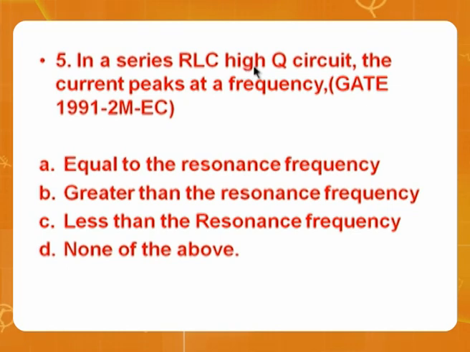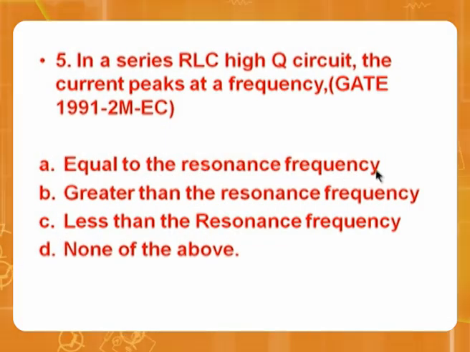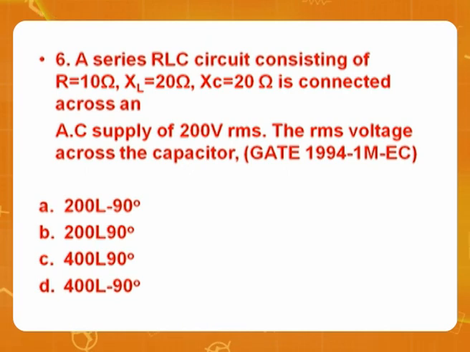In a series RLC high Q circuit, the current peaks at a frequency. At what frequency is the current becoming peak? The answer is equal to resonance frequency, greater than the resonance, less than the resonance, none of the above. Very simple. Please remember, the maximum comes only when the resonance is there, because greater than resonance means F2, less than resonance means F1. At F1 and F2 it is I by root 2. So the maximum value occurs at resonance frequency. Therefore option is A.